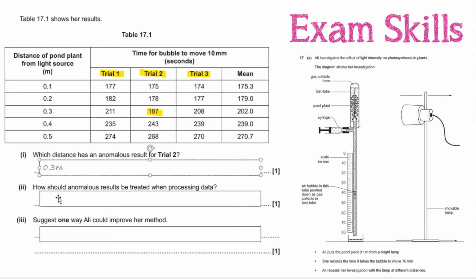Second question then, how should anomalous results be treated when processing data? Think back to what we said about calculating a mean. We do not include an anomalous result when we calculate a mean. So all we need to do there is say ignore it when calculating the mean. And then suggest one way Ali could improve her method.